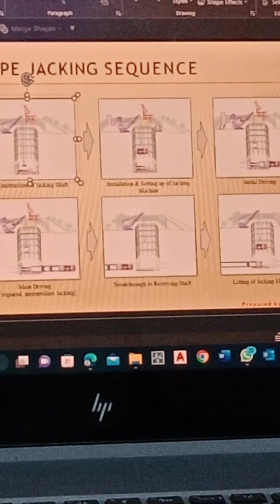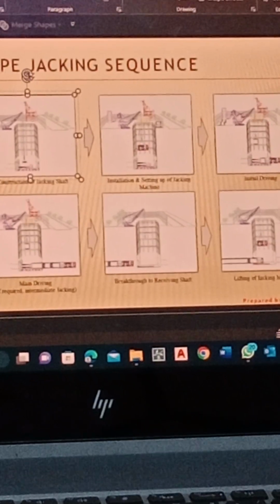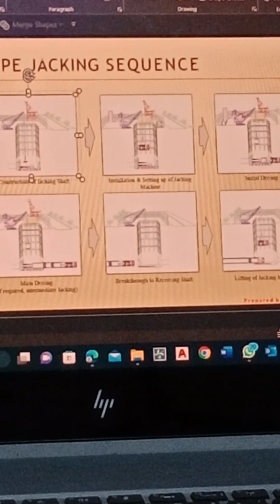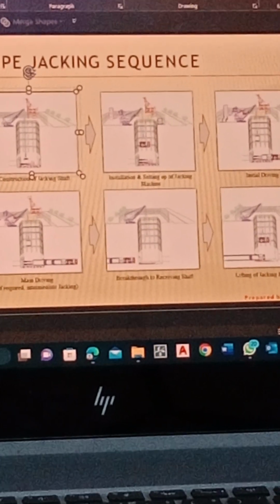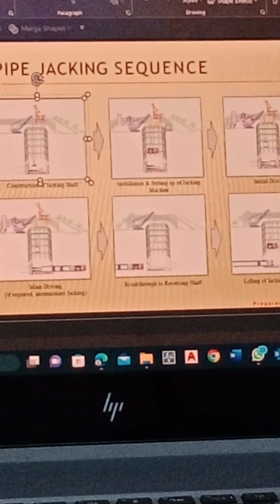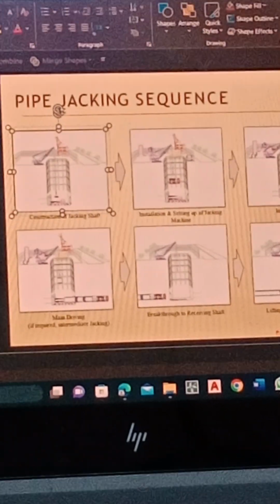The pipe jacking machine is very sharp, so sharp that it can crush even rocks. They use metal as strong as almost diamond. So I'm telling you, it is very strong.